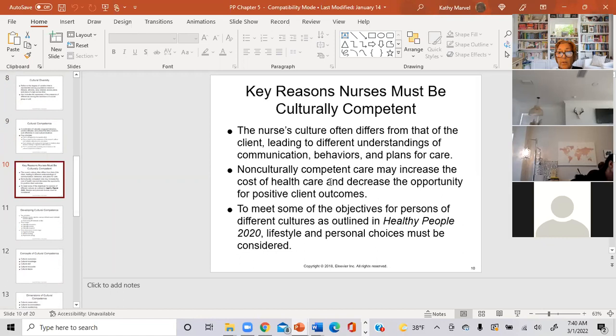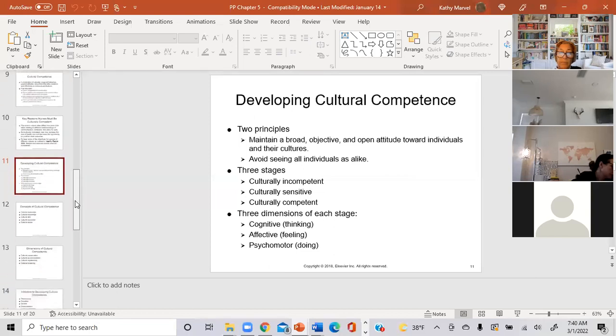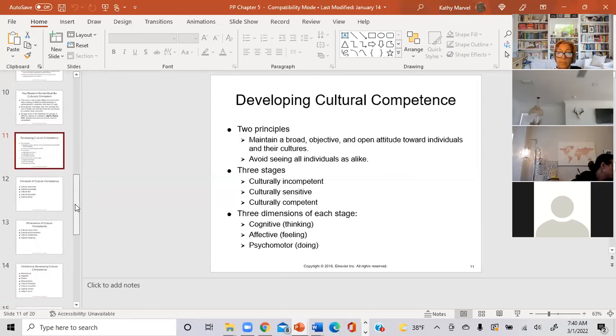And key reasons nurses must be culturally competent, so have a look at that. How do we develop cultural competence? Really important slide here. There are 2 principles, there are 3 stages, and there are dimensions of each stage.